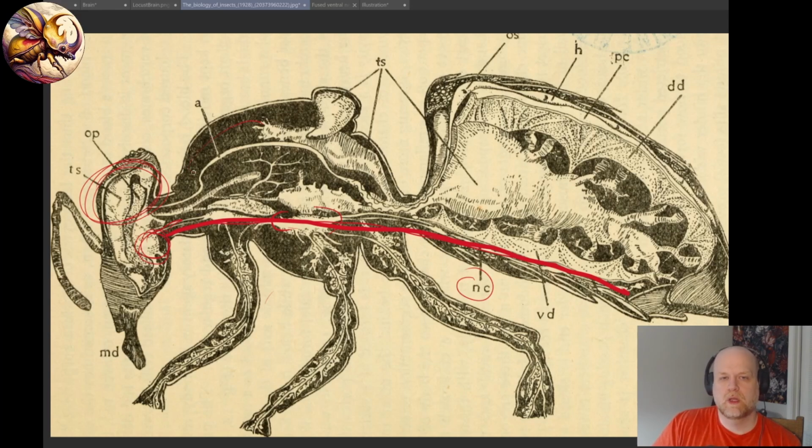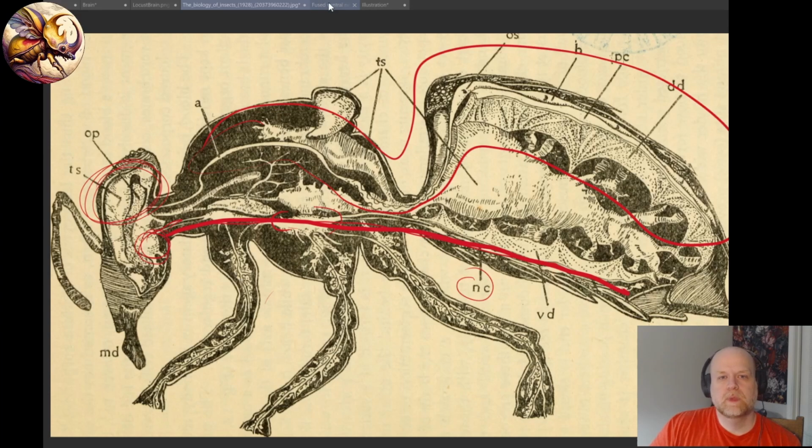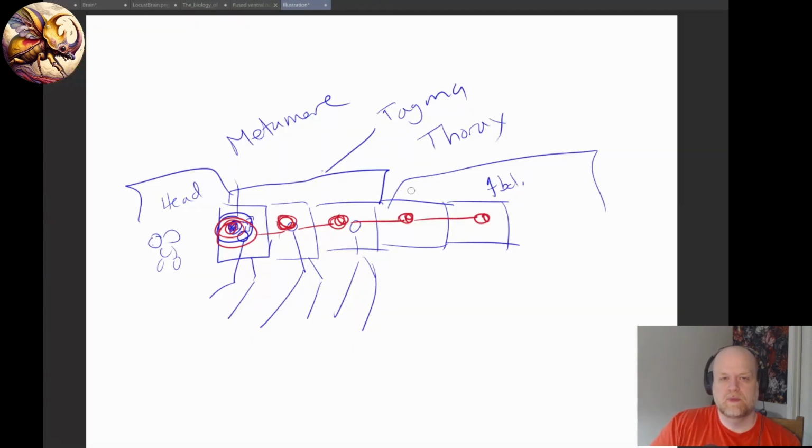The heart runs along the back. So up here is the heart, but we'll talk about that later when we talk about the circulatory system. Like what I talked about here, these ganglia are all connected in the primitive insect.